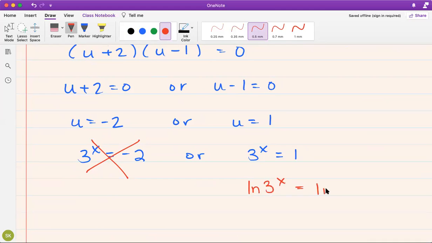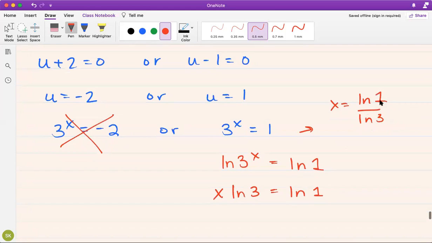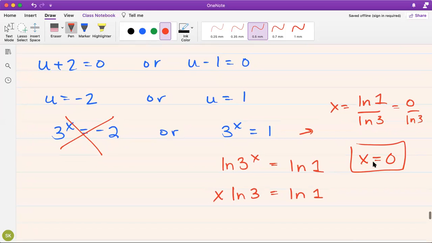You'll get ln of 1 like that. Pull the x in the front, you get x ln of 3 is equal to ln of 1, and then you can solve for x. You get x is equal to ln of 1 over ln of 3. And actually, we can find this value because ln of 1, remember what that is. This is log base e of 1. So e to the power what gives you 1? Well, that's 0. So this is 0 over ln of 3. So in other words, x is equal to 0, which makes sense because if I plug in 0 here, 3 to the 0 is 1. So this is the value for x.